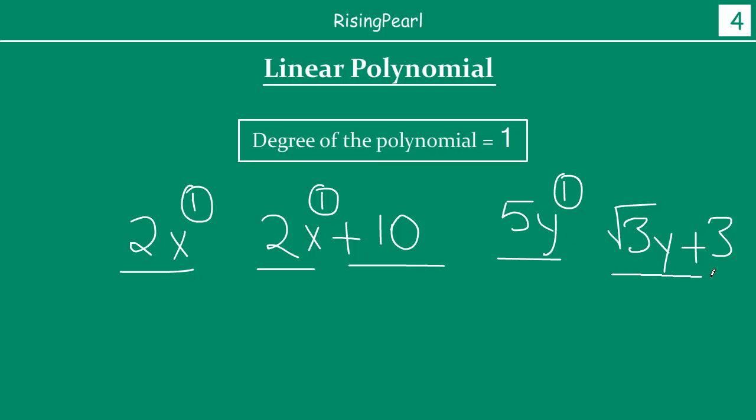Here we have two terms. So the first term has the variable y, which is raised to power 1. So again, this is a linear polynomial because the degree of this polynomial is 1. So these are all examples of linear polynomial. We are simply looking for the degree of the polynomial to be 1. If that is the case, we say that is a linear polynomial.